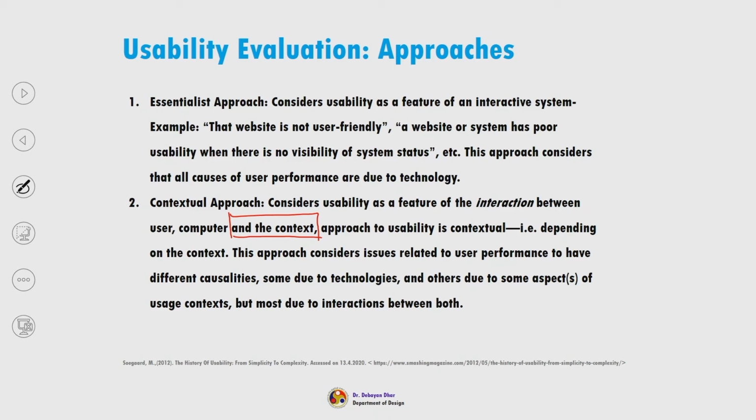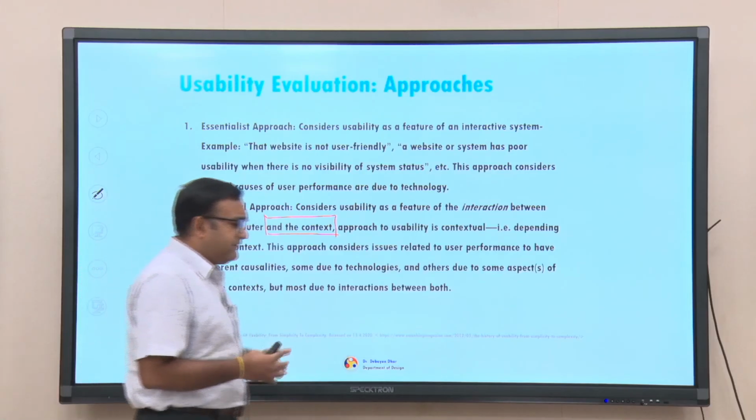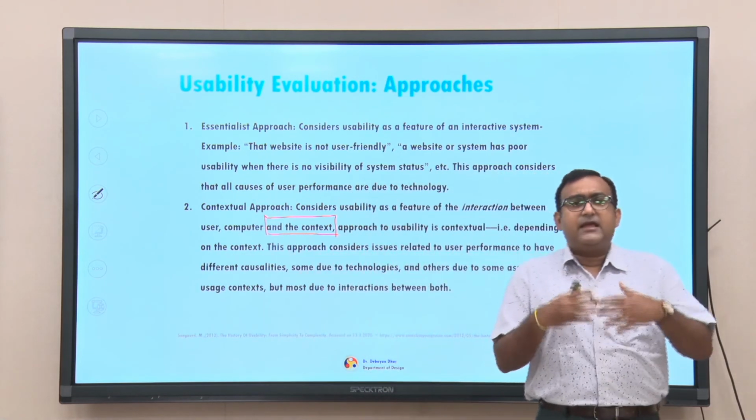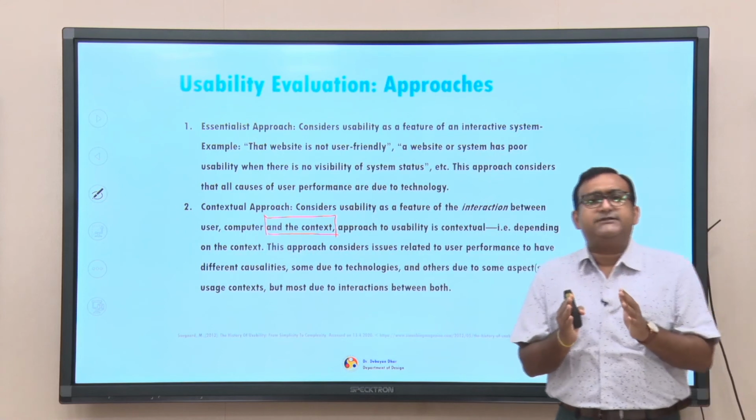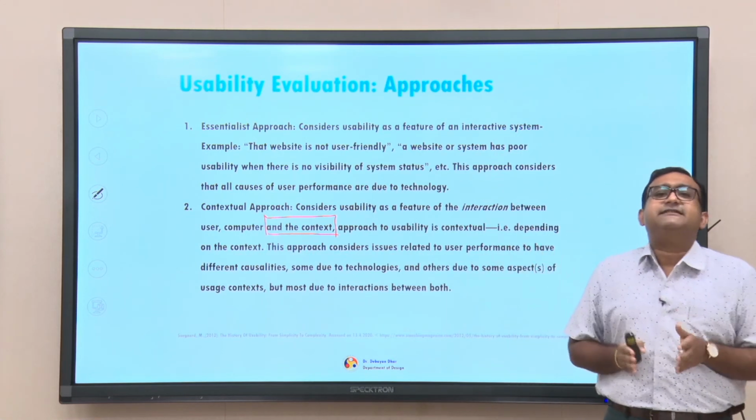This approach considers issues related to user performance to have different causalities. That means, instead of only saying that this issue exists because of the technology or the design, it considers that the different reasons of usability issues can be related probably to technologies, or to usage context, or it can be attributed to the interactions between technologies and the usage context. So, here for the first time you would realize that apart from the focus on technology, the focus also shifts on how the product is being used.